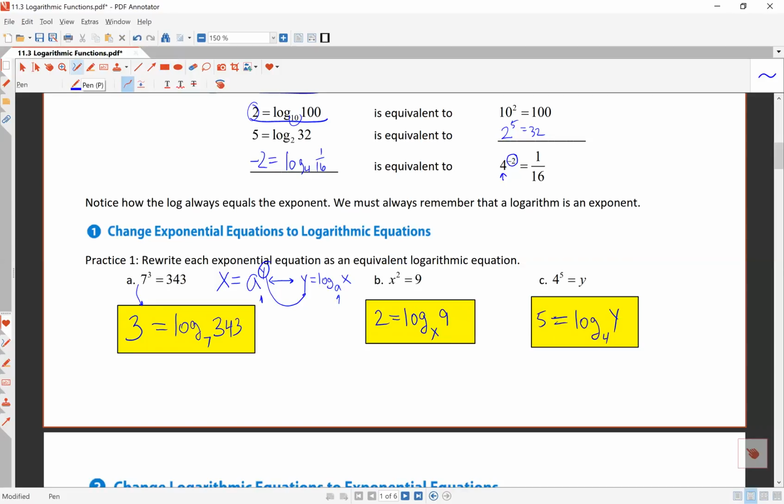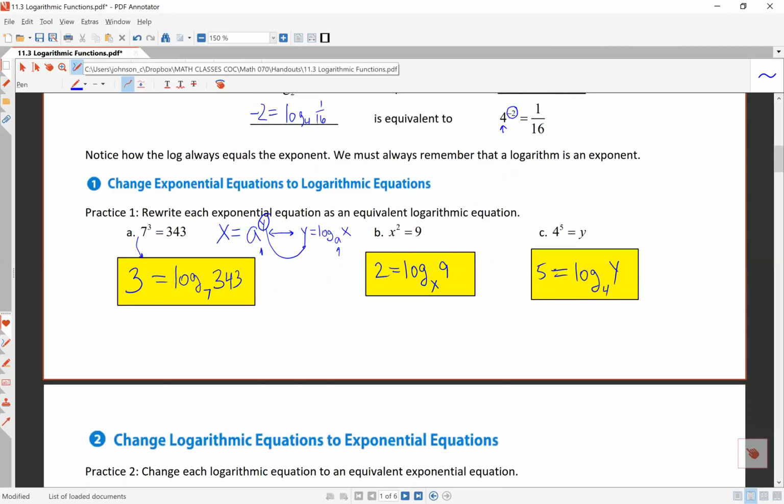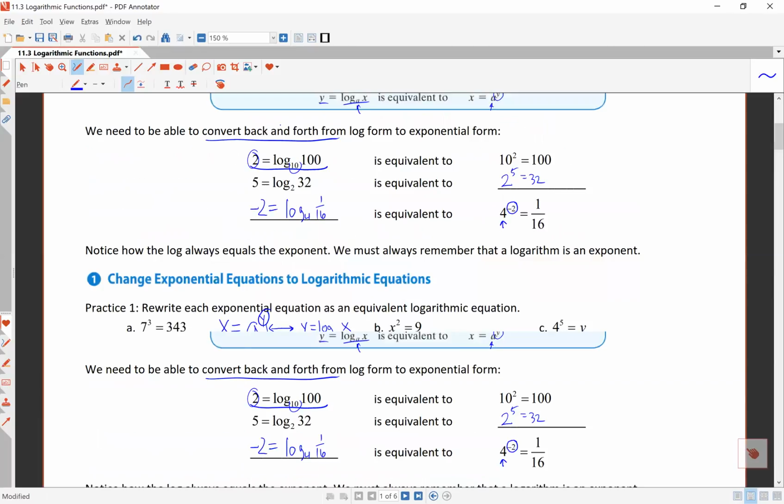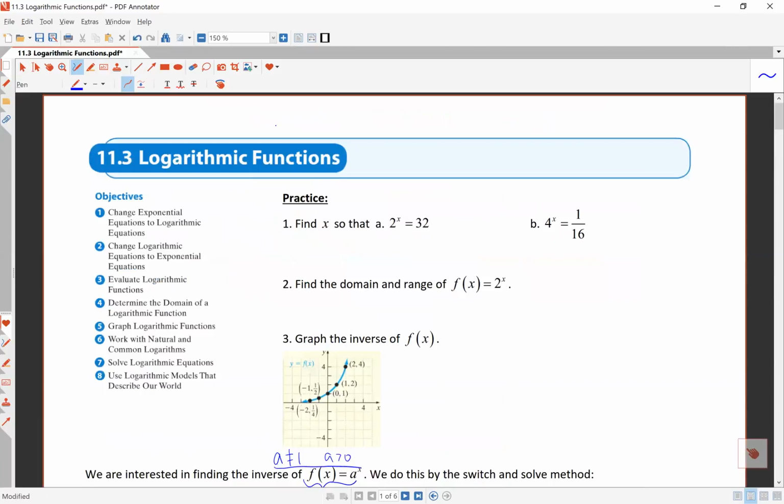In the next video, we'll cover how to go the other way, changing logarithmic back to exponential. And this concludes the video for section 11.3, logarithmic functions. Objective 1, change exponential equations to logarithmic equations.